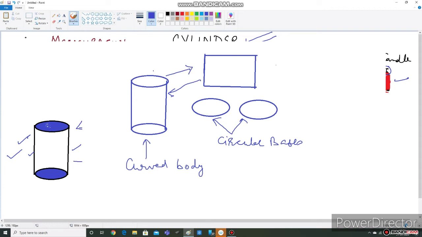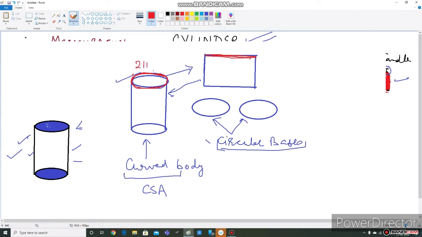So it means the curved body, if I now try to find the area of this curved body, it will be called the curved surface area. Then there will be the areas of the two circular bases. This circular base has changed into this length of the cylinder, sorry, the length of this rectangle. Okay, and this was the circumference.